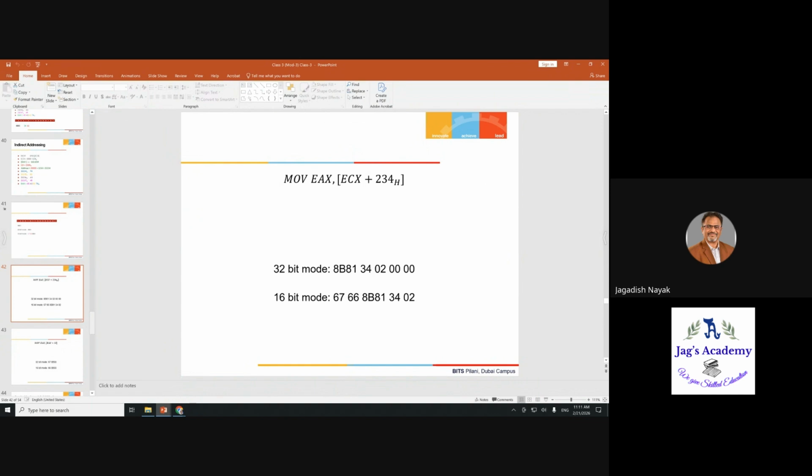See here, the same question we can do in two ways: one is for 32-bit mode of operation, the other for 16-bit mode of operation. Accordingly, you just have to do the things.